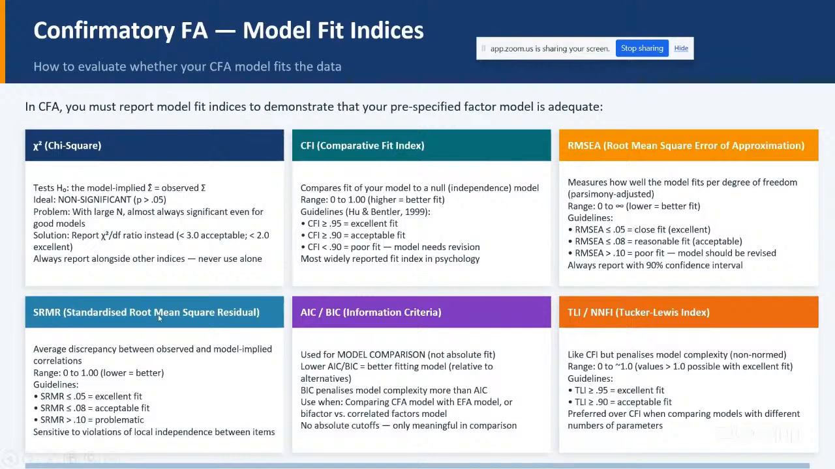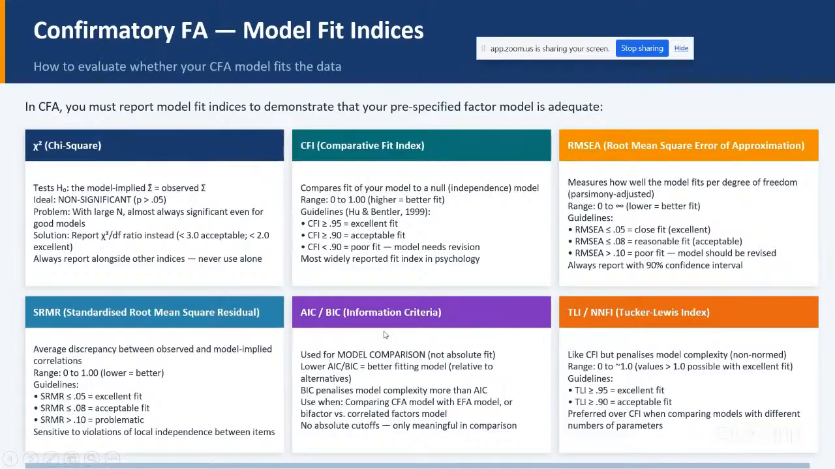Then SRMR, that is the average discrepancy between the observed and model-implied correlations. The range is 0 to 1. If it is lower, the fit is better. It has the same threshold as RMSEA. SRMR and RMSEA have the same threshold, so I am not explaining this again.